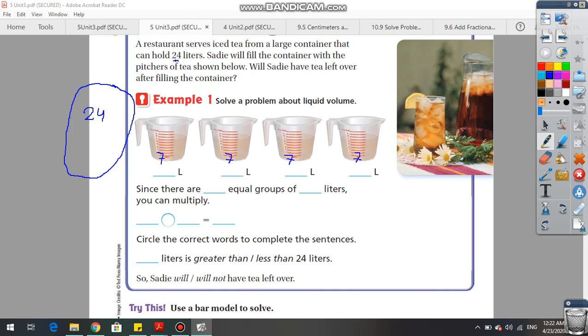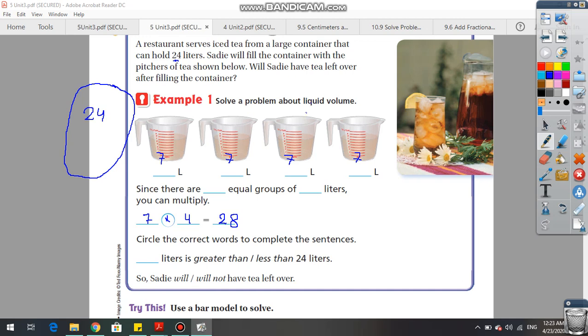Let's see, guys. I have 4 cups. Each one has 7 liters. So let's find the total that I have. I have 7 times 4. 7 times 4 equals 28. Oh, and I need only what? I need only 24. So I will have leftovers? Yes, he will have leftover. Will Sadie have tea leftover?